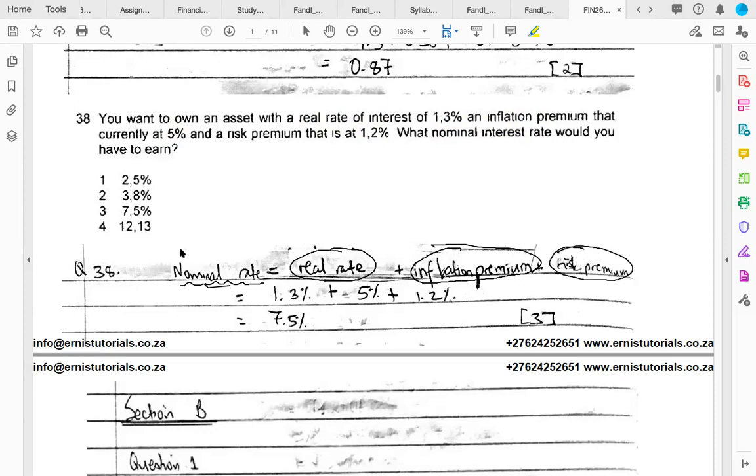Okay, so our nominal rate is made up of the real rate plus the inflation premium plus the risk premium. We've been given the real rate as 1.3%, the inflation premium as 5%, and the risk premium as 1.2%. If we add those up, we get 5 plus 1.2, which is 6.2, plus 1.3, giving us 7.5. So that would be the nominal rate.